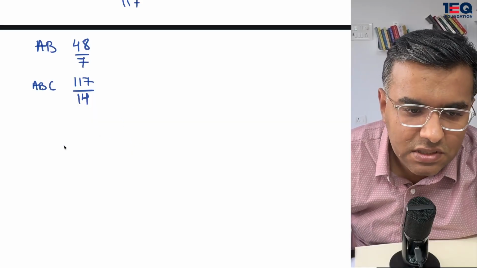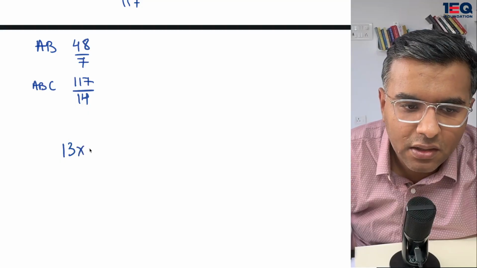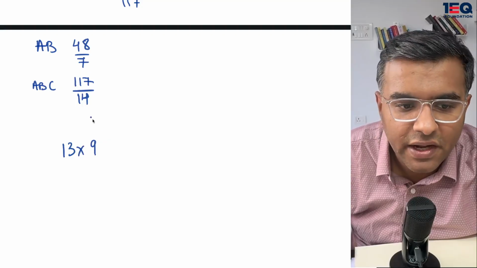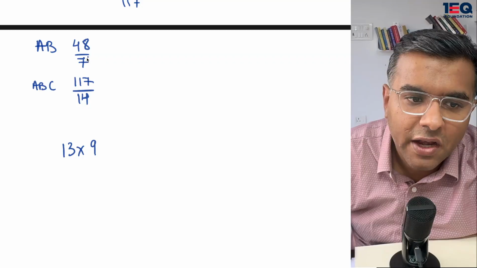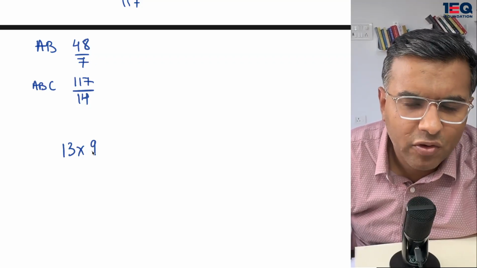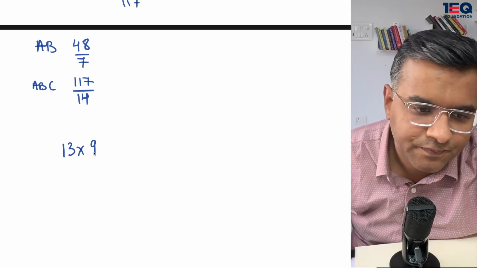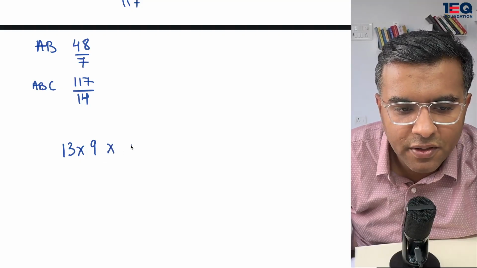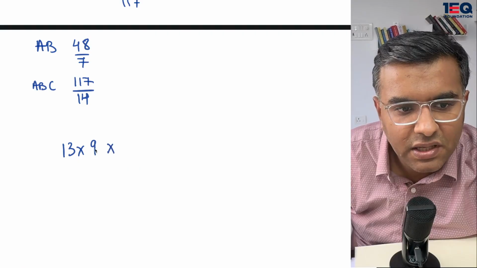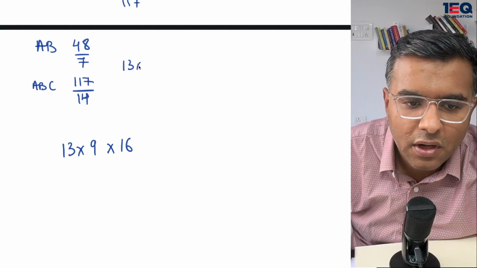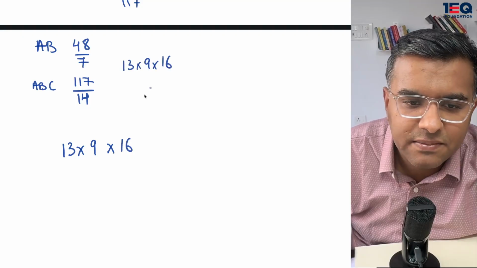The LCM is 13 into 9, which is 117, right? 13 nines are 117. Now 48 needs to be accommodated. I won't be focusing much on the denominators. If I use 3, 16 threes are 48. So 16 would be multiplied here. So 13 into 9 into 16 is my LCM.